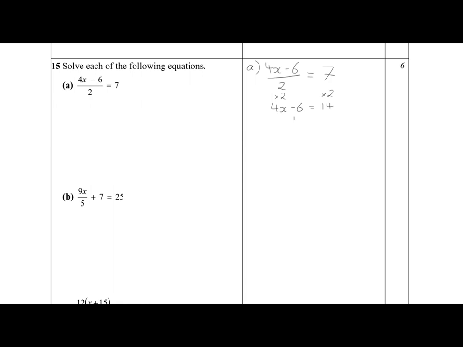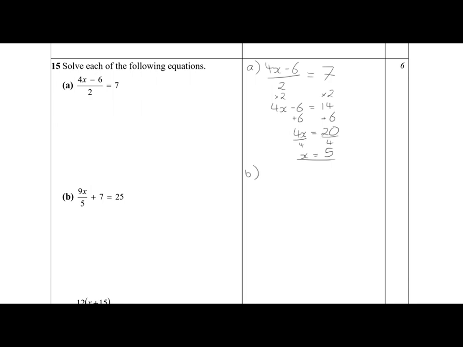We need to deal with the addition first because it's 4 lots of x, then take away 6. So doing that backwards, we need to deal with the take away 6. We add 6 to both sides, just left with 4x there, 20 on the right. Let's divide that by 4. So we're just left with an x, and 20 divided by 4 is 5.